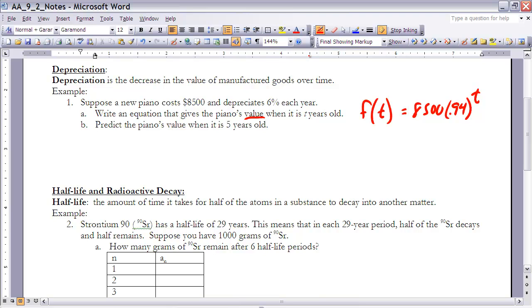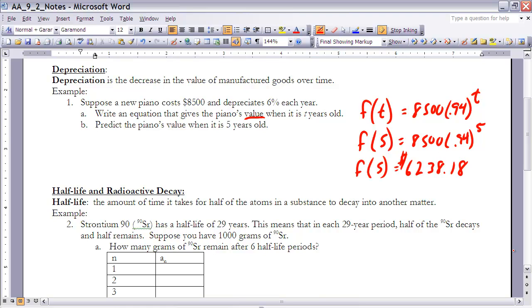And then part B here, if I want to find the value of that after 5 years, I'm really finding f of 5. And then I'm going to go to my calculator and figure out what that value would be. So I'm going to write that down. F of 5 is 6238.18.